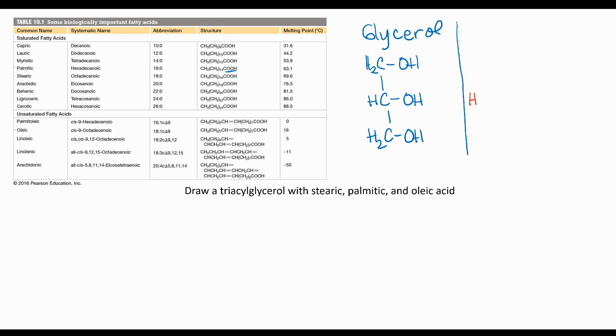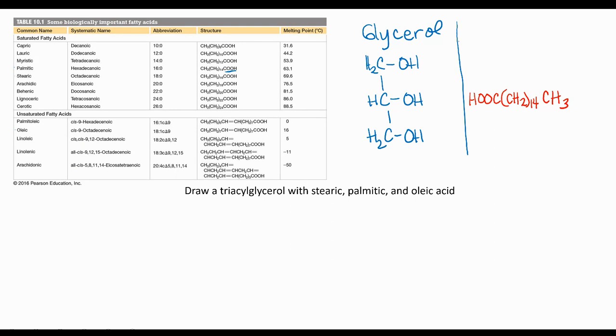H, kind of the other direction. Do you see that? Okay, so you see how that is palmitic, just flipped around in space.